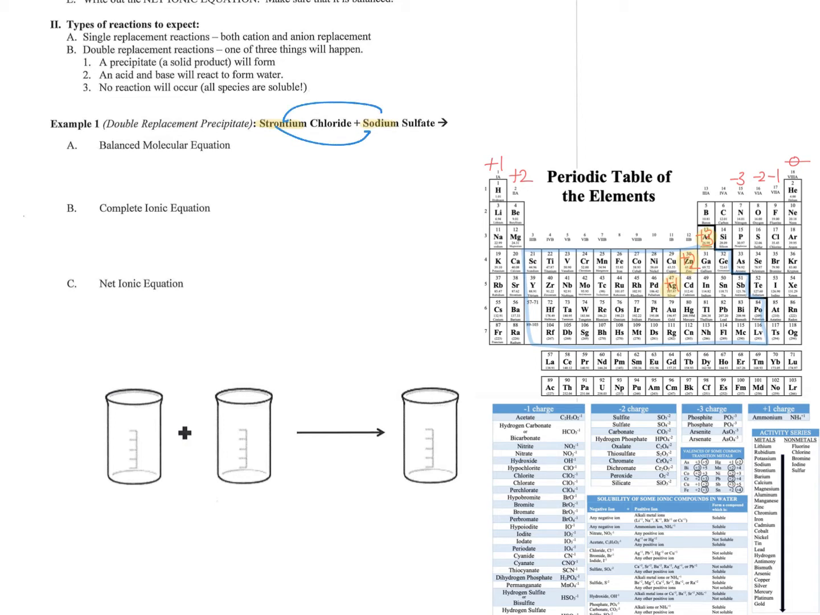And so our products will be strontium sulfate. So strontium goes right where sodium is, and then sodium pops over, and sodium chloride. And then from here, we're going to take all of these words and we're going to write for step A a complete balanced chemical equation. So for this first example, I'll take it kind of slow.